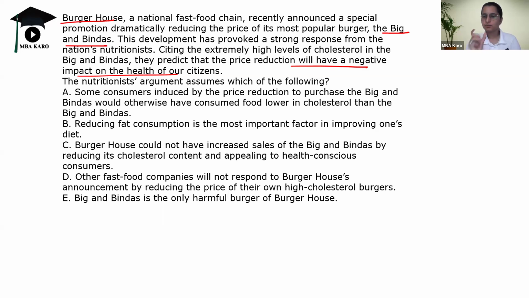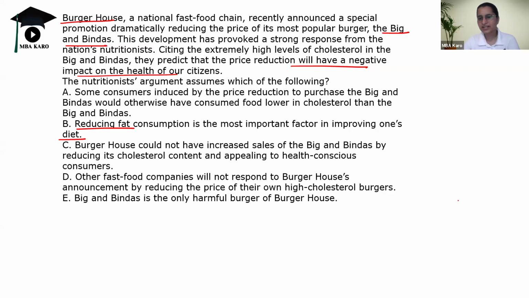Now we have to see what this nutritionist is assuming when they are making this argument. So the argument is that the price reduction will have a negative impact on the health of our citizens. This is the argument. Now we have to think from the point of view of the nutritionist. Okay. Option A says some consumers induced by price reduction to purchase Big and Bindas would otherwise have consumed food lower in cholesterol than Big and Bindas. The second option says reducing fat consumption is the most important factor in improving one's diet. Now, we are talking about nutritionists, but are we talking about reducing fat consumption or somebody's diet? This whole situation is about their most popular burger being available at a very cheap price.